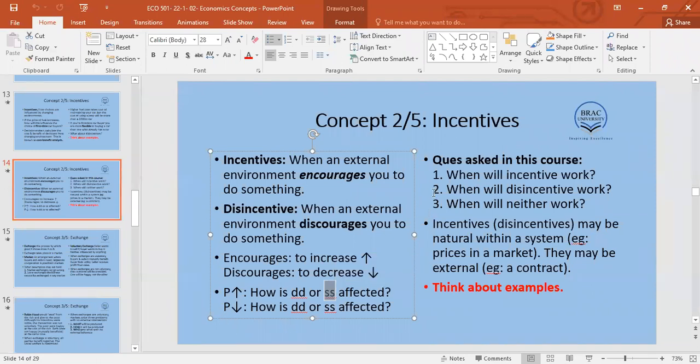So the questions that we want to ask from next week are: when will an incentive mechanism work? When do we expect a disincentive mechanism to work? When do we expect neither of the two to work? This is a balance, okay?